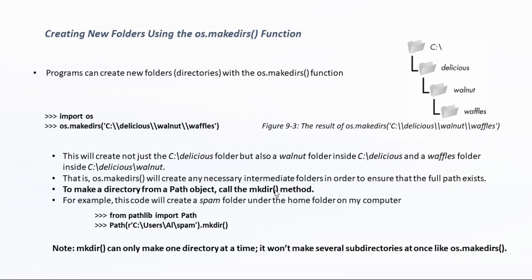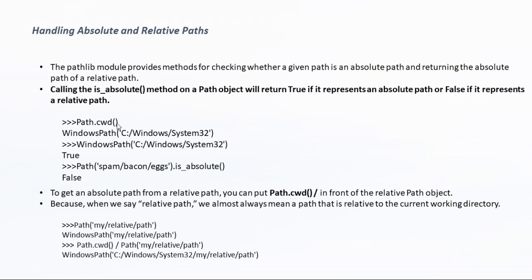So what is_absolute will do is tell you whether the current path is an absolute path. The is_absolute method will return True if it represents an absolute path, or it will return False if it is a relative path.